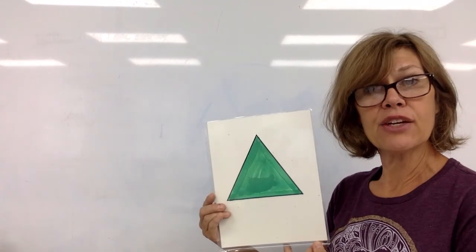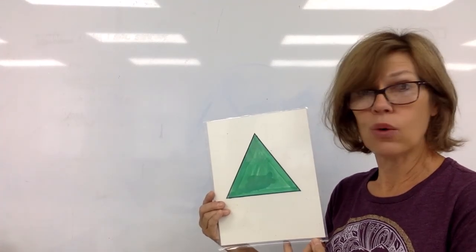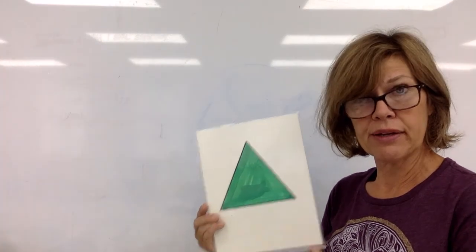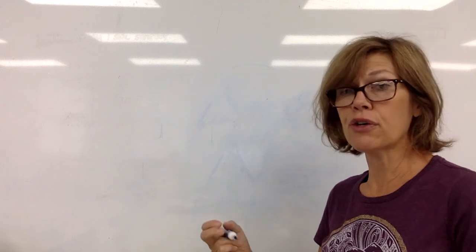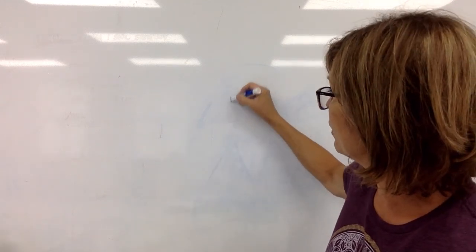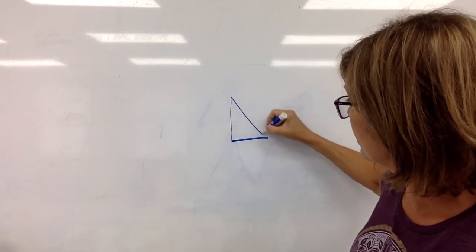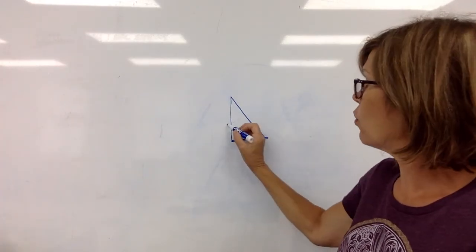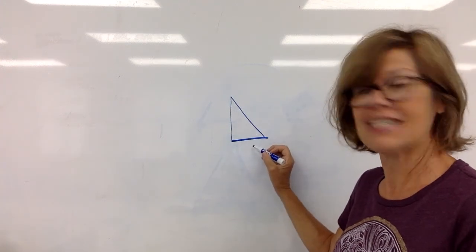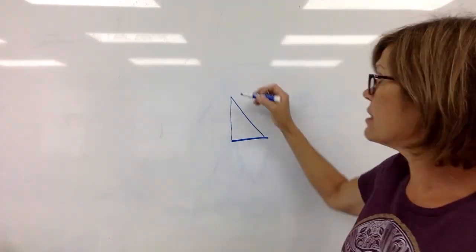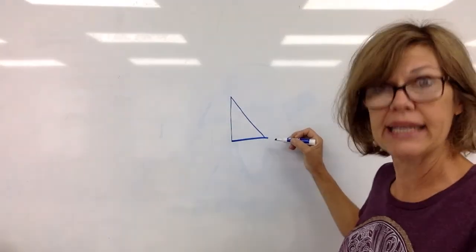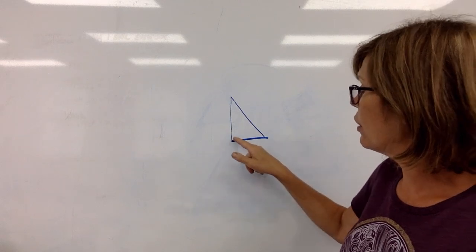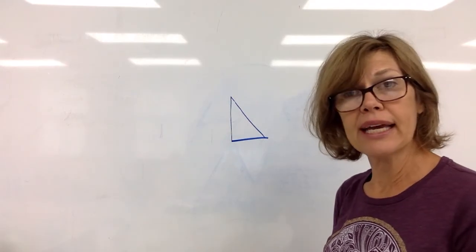See if you can find any triangles in your house or wherever you are. Sometimes they might look a little bit different than this one. You might see a triangle that's bigger or smaller. You might see a triangle that looks like this. Let's see if this still is a triangle. Does it have 3 sides? 1, 2, 3. Yes. Does it have straight sides? Straight, straight, straight. Yes. Does it have 3 corners? 1, 2, 3. Yes. So it's a triangle.